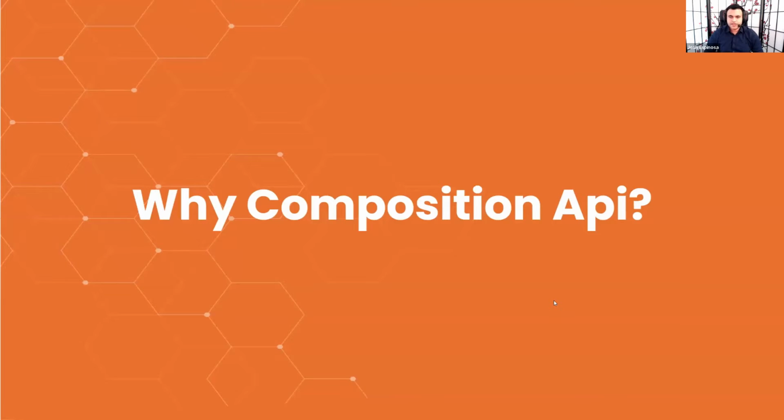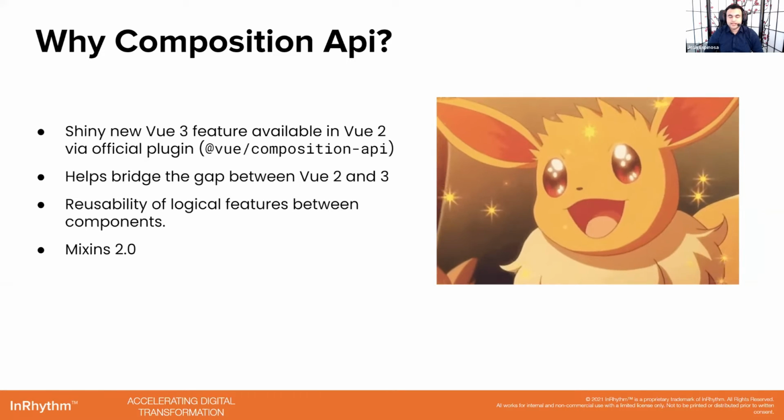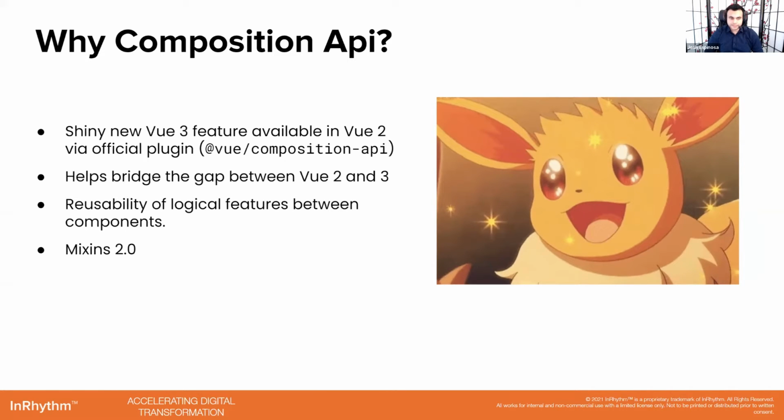So what is the composition API and why do we care? The composition API is a shiny new Vue 3 feature that's been backported over for use in Vue 2 via an official plugin at Vue/composition API. So this is great if your team or your company is unwilling to update to the bleeding edge of Vue 3, which is essentially still in beta, and it lets you still take advantage of the new features.